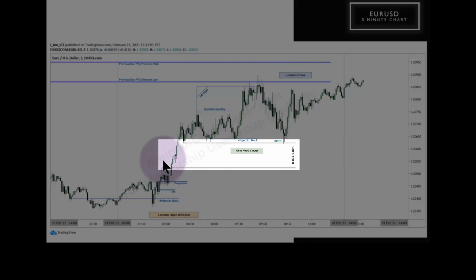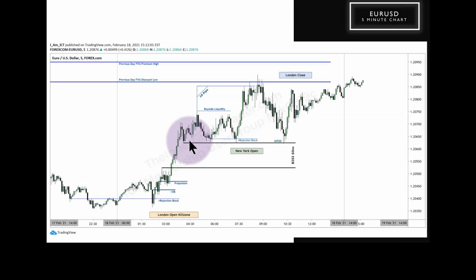This is your hourly buy side imbalance, sell side inefficiency. So take a look at your hourly chart and you'll see that buy side imbalance, sell side inefficiency. Consolidation going into New York Open. Buy side liquidity pool here above relative equal highs. Trades down to the rejection block. Lowest closing price in the swing. New York Open kill zone. Rallies.